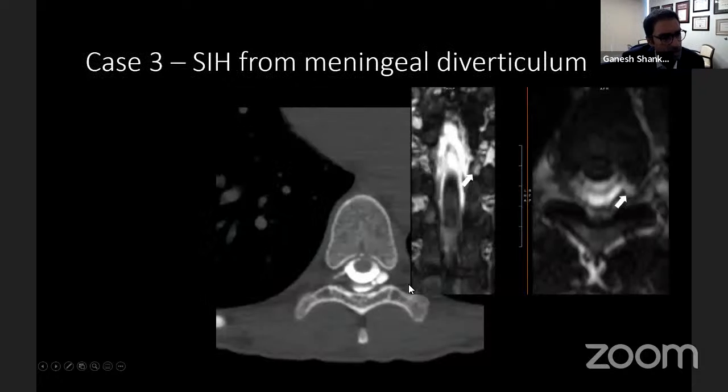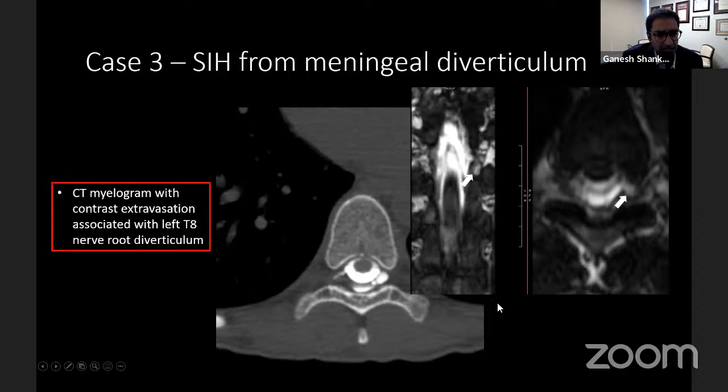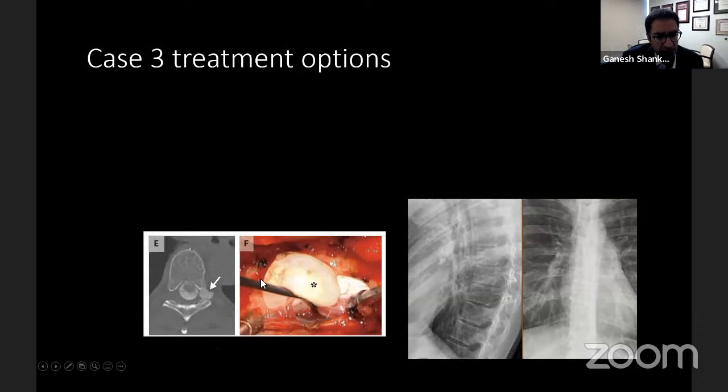And what her dynamic CT myelogram demonstrated was the presence of a pretty significant and fast flowing contrast extravasation from the meningeal diverticula at the left T8 nerve root takeoff. And you can see that she had multiple diverticula up along the thoracic spine, but this was the ultimate culprit. This is how those diverticula can look. Again, this is from Dr. Schievink's review in the New England Journal.